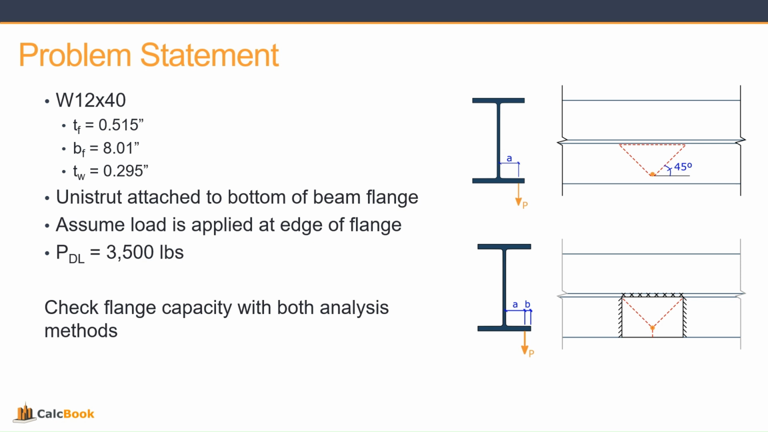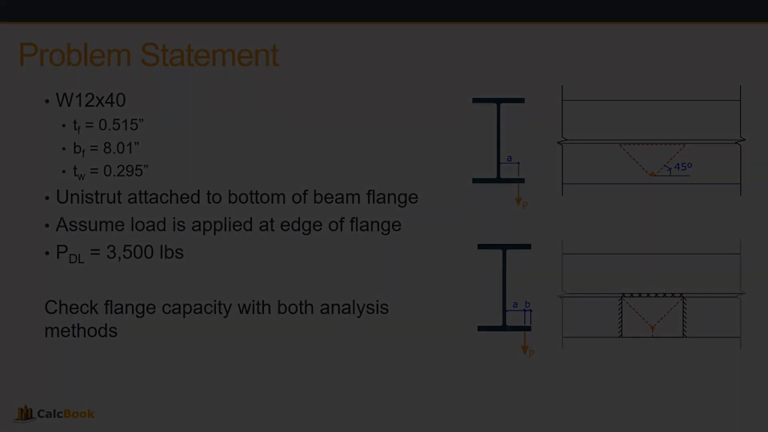And we're going to assume we have an applied dead load of 3,500 pounds that we're trying to support. So we're going to check the flange capacity with both analysis methods. So let's go ahead and open up CalcBook, and we'll get started on the design.